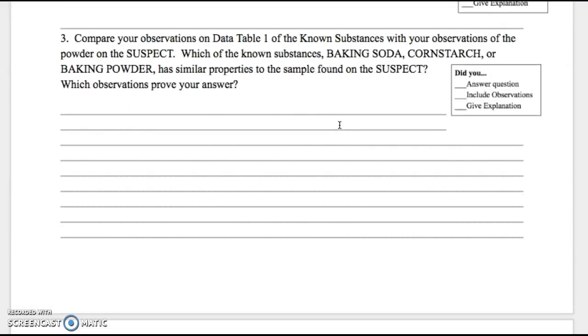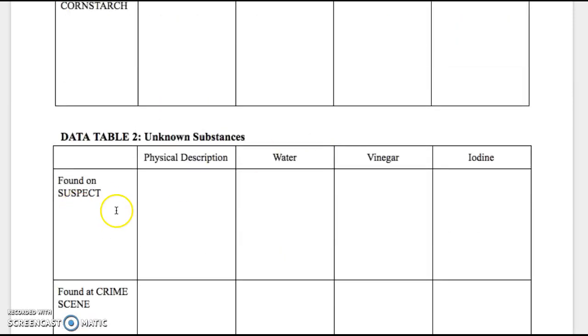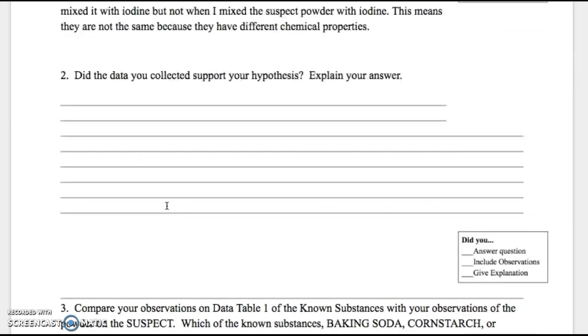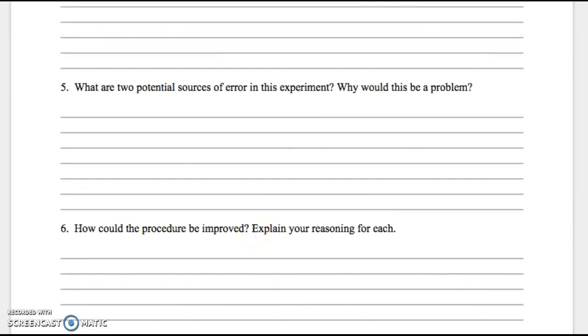Third question, the suspect powder, is it baking soda, is it cornstarch, or is it baking powder? So this one right here, which does it match from these 3? For number 4, it's asking you which one is the crime scene powder. Number 5, this means what could have gone wrong? What are some mistakes? So here for number 5, you are going to talk about what are some things that could have gone wrong in this experiment. So what could you have done wrong and why would it be a problem?